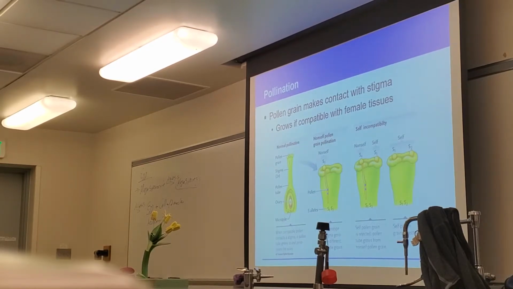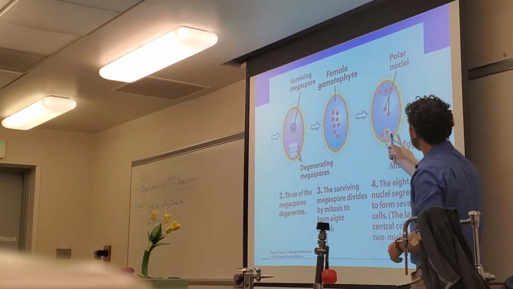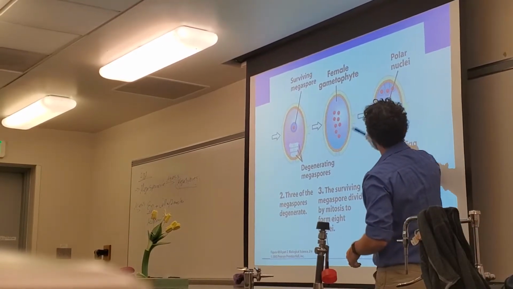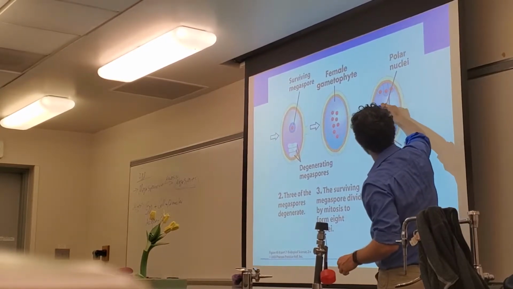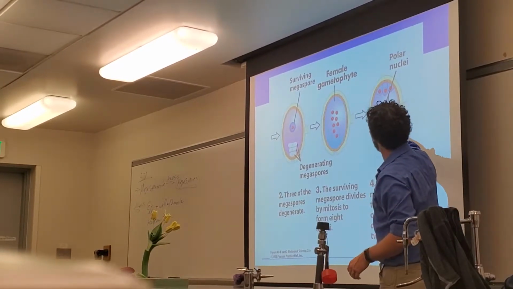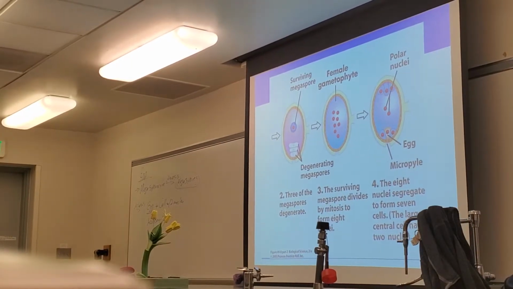So now this is where we end up. We have the female gametophyte with the egg cell, and these other cells here aren't that important. It's this thing in here that becomes really interesting. So this one cell with the 2 polar nuclei, and the egg cell. Keep your eye on those 2.